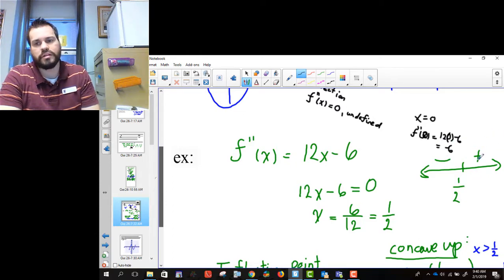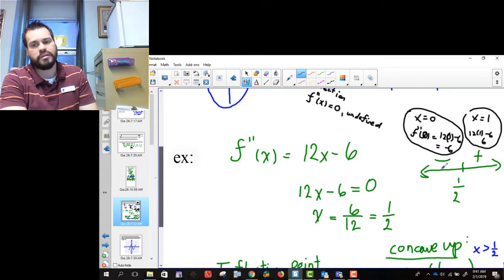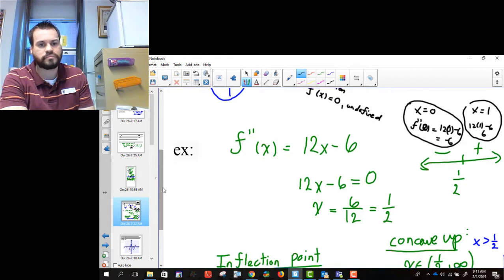If you pick something bigger, let's say x equals 1, you don't have to show this, but just so you can see what I'm doing, 12 times 1 minus 6 gives you 6, so it's positive. If you're wondering where I came up with the negative and positive, that's where. I plug in a number less than 1/2 and it comes up negative, and greater than 1/2 and it comes up positive. Because there's a sign change, there's an inflection point.